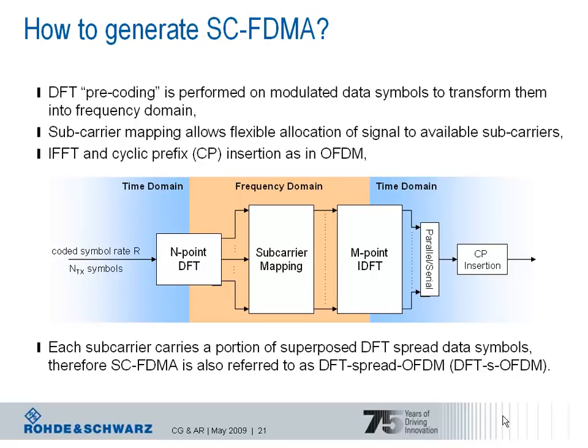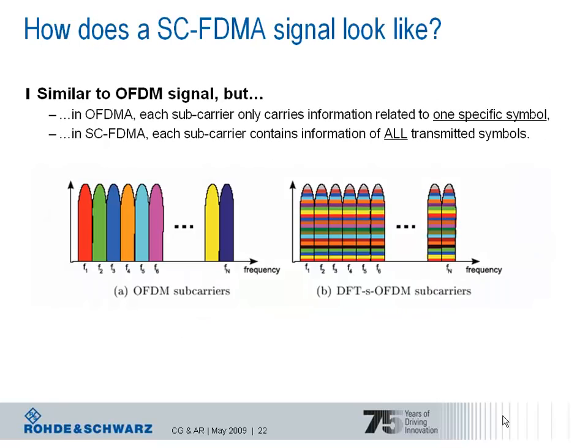So what does the DFT do? Well, first of all, it is a mathematical operation, but compared to OFDM in the downlink, where each subcarrier carries just one specific modulation symbol, the DFT takes the symbol and spreads it over the available subcarriers. In that manner, each subcarrier carries a portion of superposed symbols, therefore single carrier FDMA is also referred to as DFT spread OFDM. So this picture visualizes the things we just learned very well.